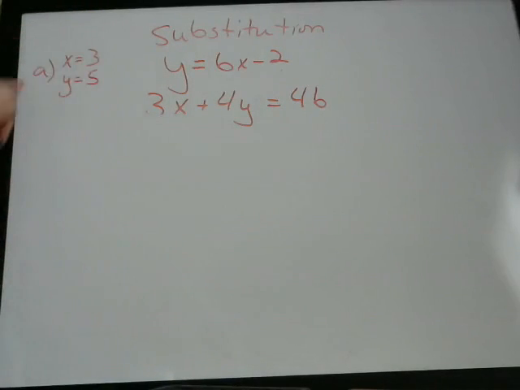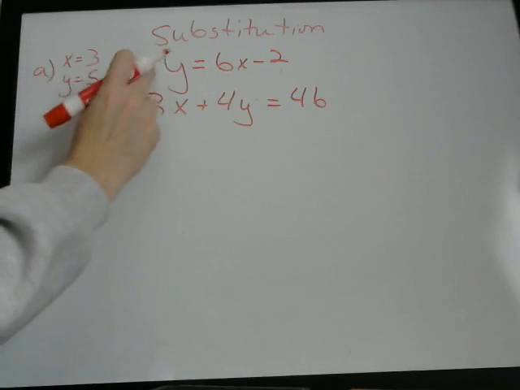Let's say the first answer, A, is x equals 3, y equals 5. So remember, when you put these numbers in for the x's and the y's, both of these equations have to be true in order for this answer to be correct. So we can just test them.